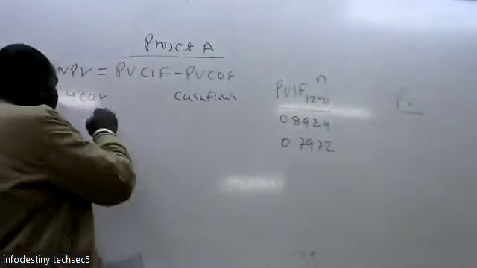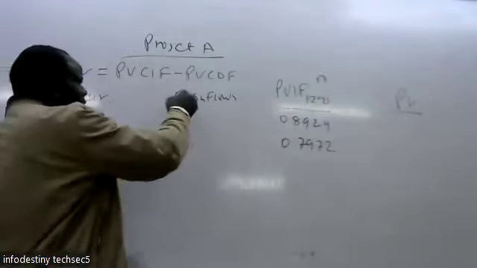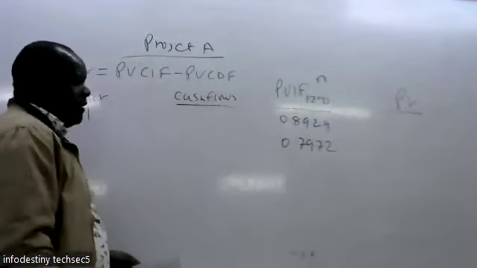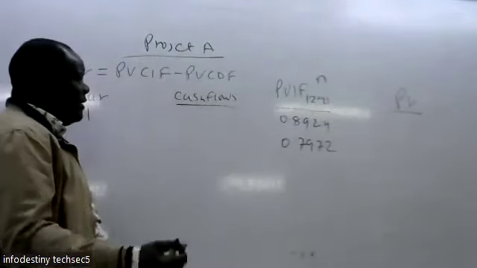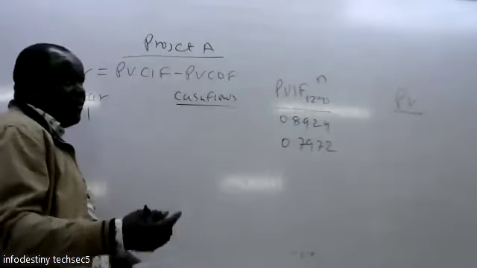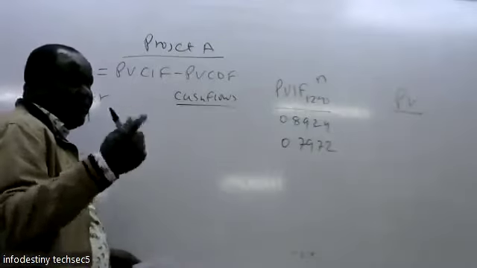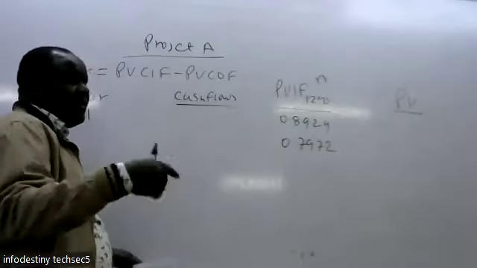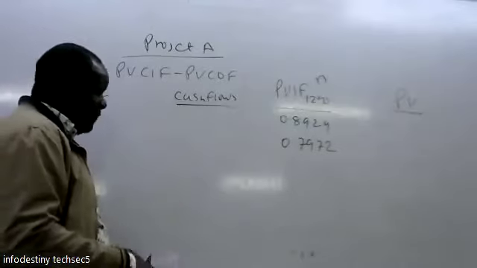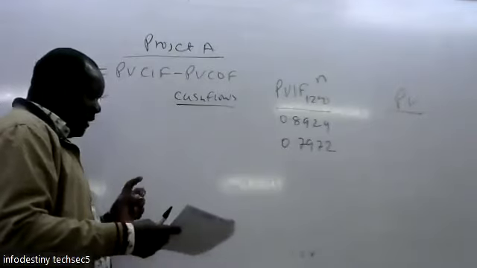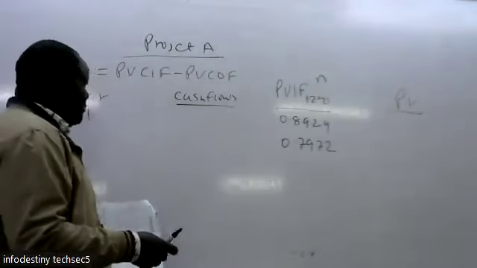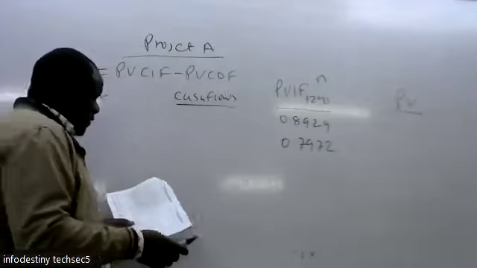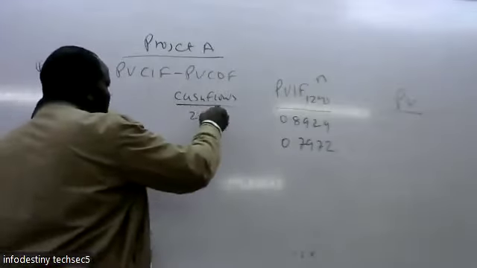So remember, this time we are not using the replacement chain method. We are using the equivalent annual annuity method, which has two steps. The first step, get the NPV. The second step, we get the annuity of the NPV, which is what they are asking you in the Roman letter 2. So year one for Project A, it is simply 200.